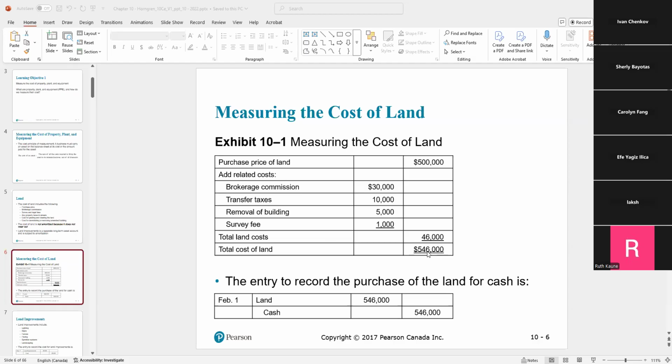What is the journal entry? Now I have to record it. Well, debit land for $546,000, credit cash, because you're paying everything. Let's say we're paying everything in cash.